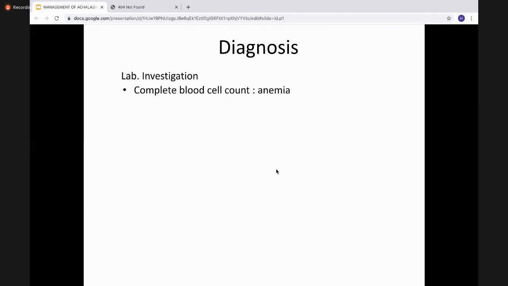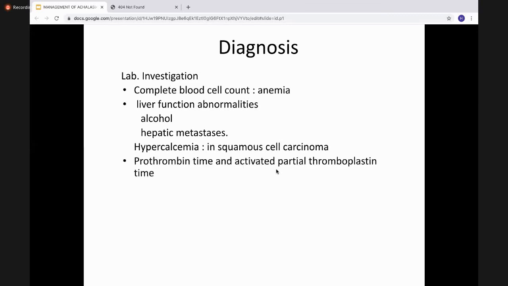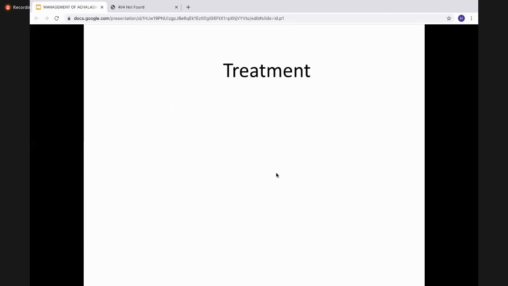And certain lab investigations are done, like for anemia, complete blood count, and liver function tests. If there is an abnormality in the liver function test, then you may diagnose that the patient is having hepatic mets. And serum calcium can be estimated, and then PT, prothrombin time, and APTT should be asked for surgery.